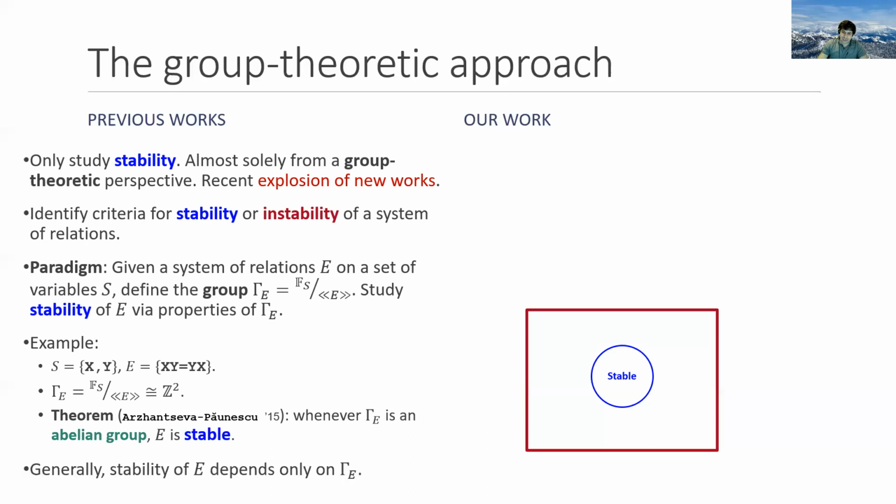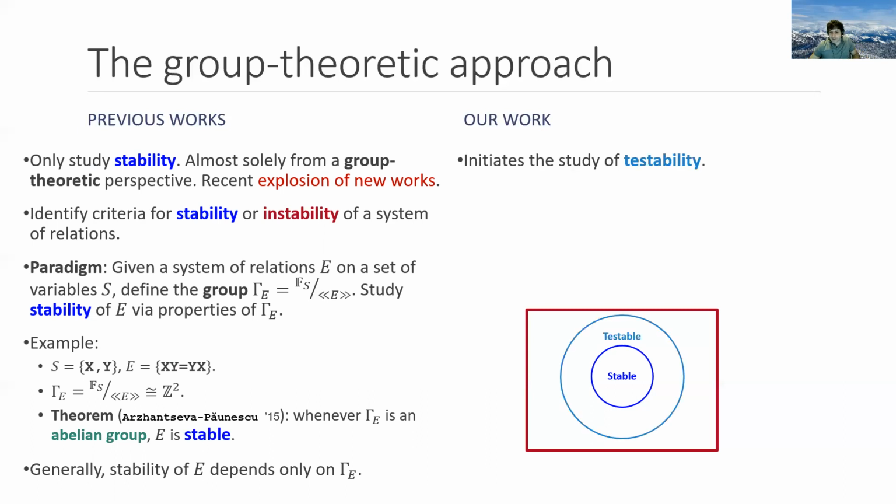Last, I should mention that this whole paradigm is supported by one crucial theorem. This is that the stability of E is really a property of gamma E. That is, if we have several different systems of relations which are all associated to the same group gamma, then either all of these relations are stable or all of them are not stable. In this sense, stability is actually a property of the group gamma E rather than a specific system of relations that is a presentation of gamma.